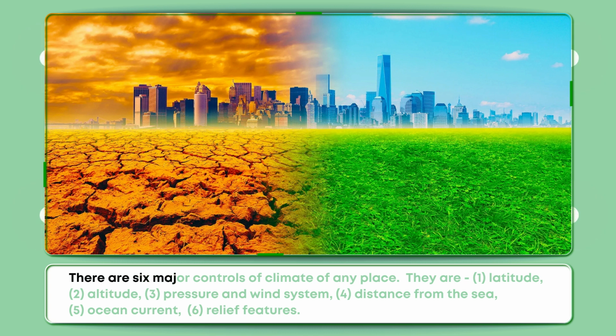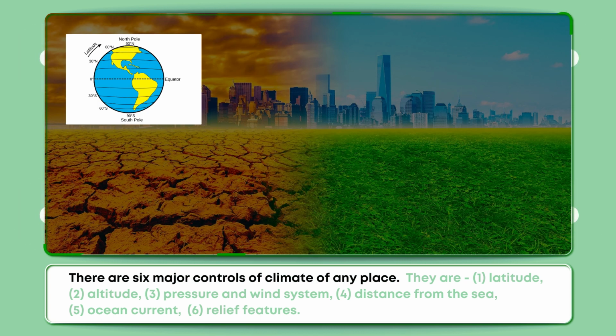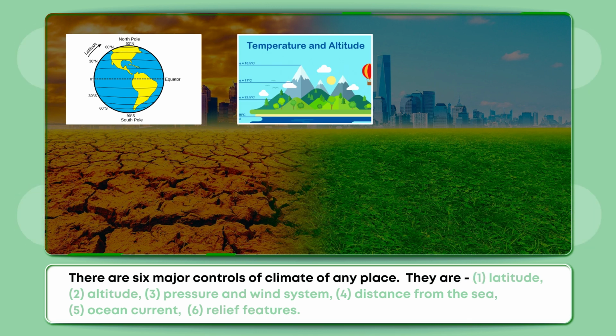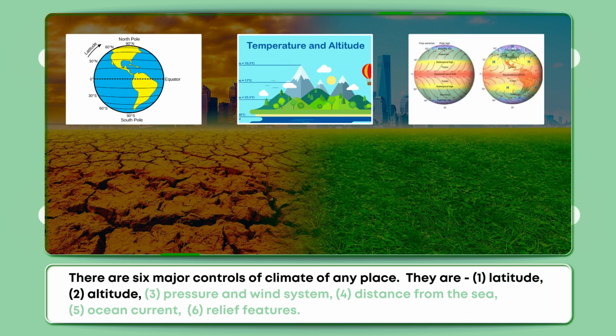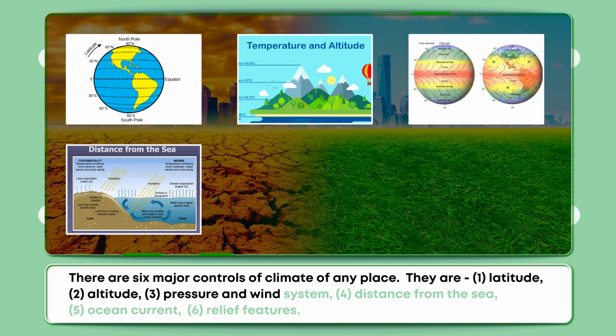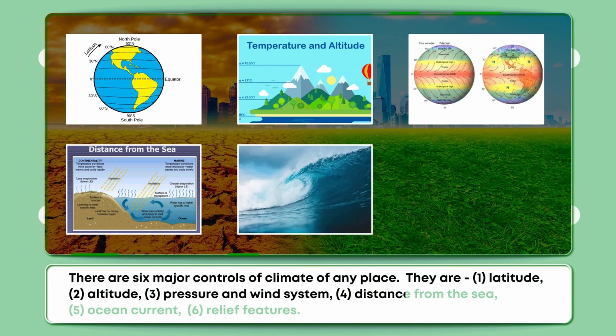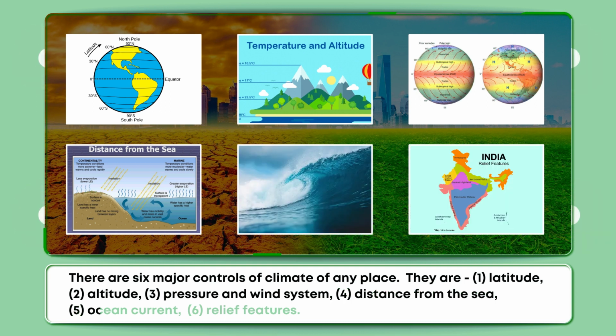There are 6 major controls of climate of any place. They are: 1. Latitude, 2. Altitude, 3. Pressure and wind system, 4. Distance from the sea, 5. Ocean current, 6. Relief features.